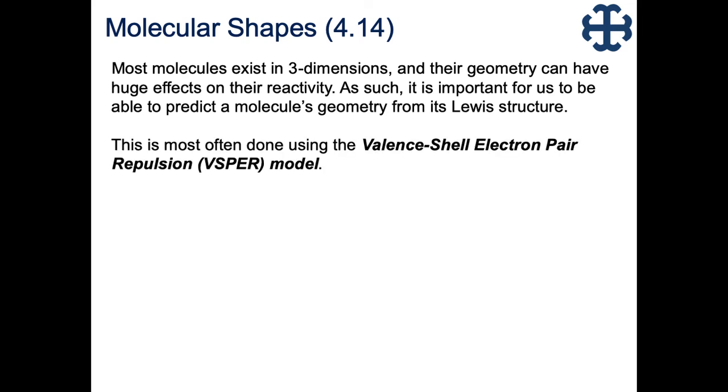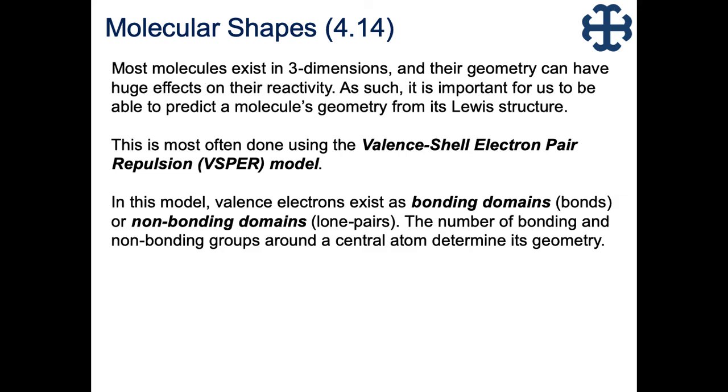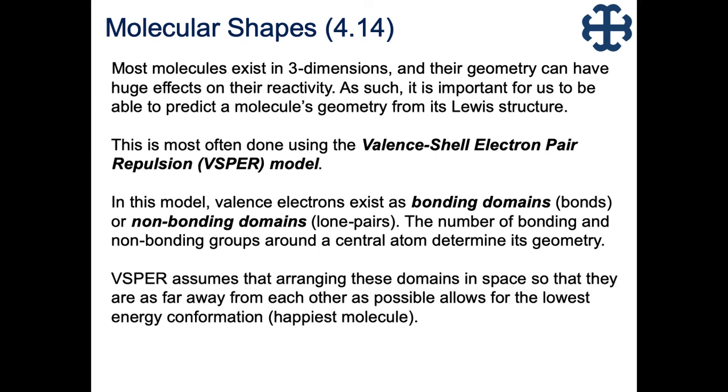This is most commonly done using a theory called valence shell electron pair repulsion theory, or VSEPR model, we could also say. And in this model, our valence electrons exist as bonding domains, aka bonds of some sort, or non-bonding domains, which we would call lone pairs. The number of bonding and non-bonding groups around a central atom will ultimately determine its geometry. Okay?